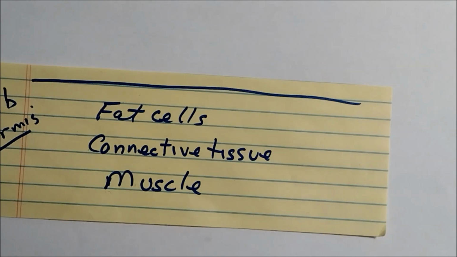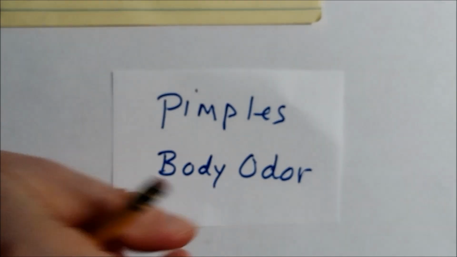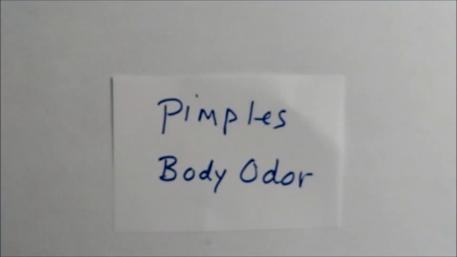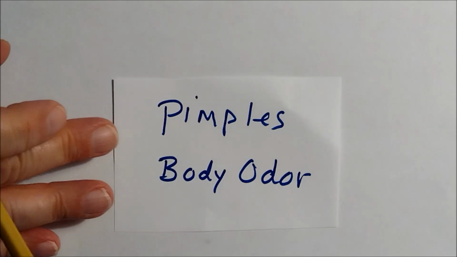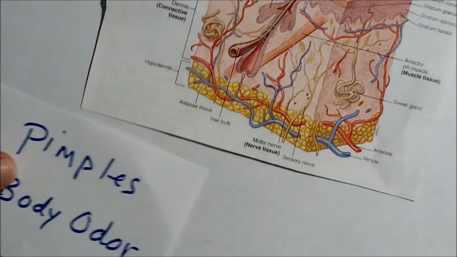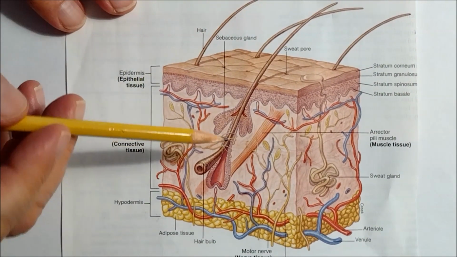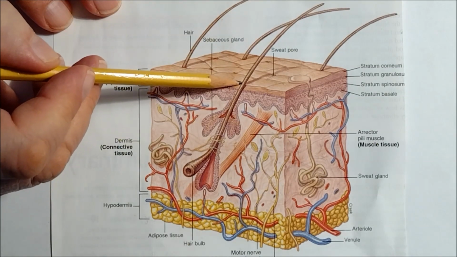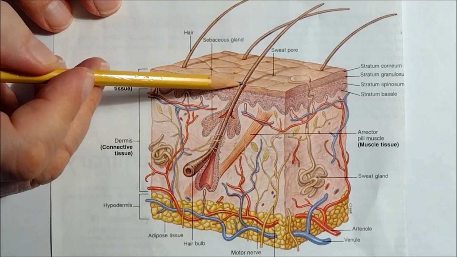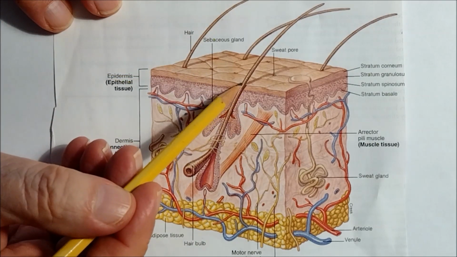We're going to wrap up our look at the skin with two conditions that you'll run into in the skin, and we're going to see what causes these. Pimples and body odor are kind of both related to the same thing. What causes pimples? Well, when the oil gland here secretes its oil out onto the skin, there's a little pore right here. And sometimes the pore gets constricted or plugged up.